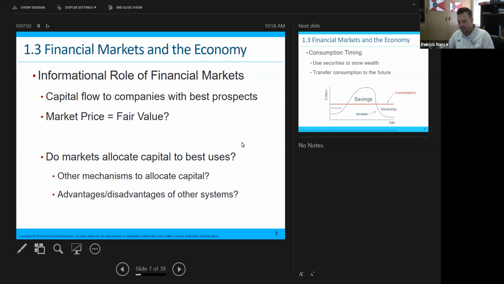Okay, the financial markets and the economy. The informational role of financial markets. The idea behind the financial markets in the first place is that it should show the company's prospects, and the companies with the best prospects should have the highest capital flow. So it's not just about current value, it's also about future value.